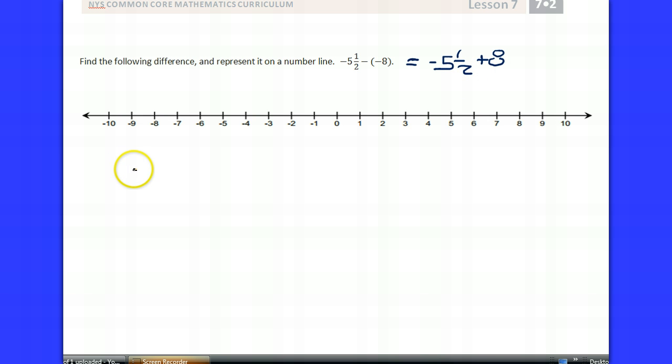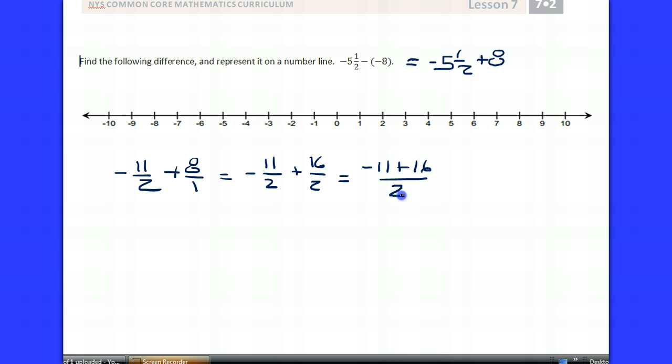And again, I'll write the first number as an improper fraction. 5 times 2 is 10 plus 1 is 11, so it's negative 11 halves. And then we'll write 8 as a fraction. And again, we'll use the least common multiple here. We'll use 2. So we'll write negative 11 halves, and then we'll write 8 times 2, we'll have 16 over 2. Then really what we have is negative 11 plus 16 over 2. Negative 11 plus 16 is going to give us 5 over 2.